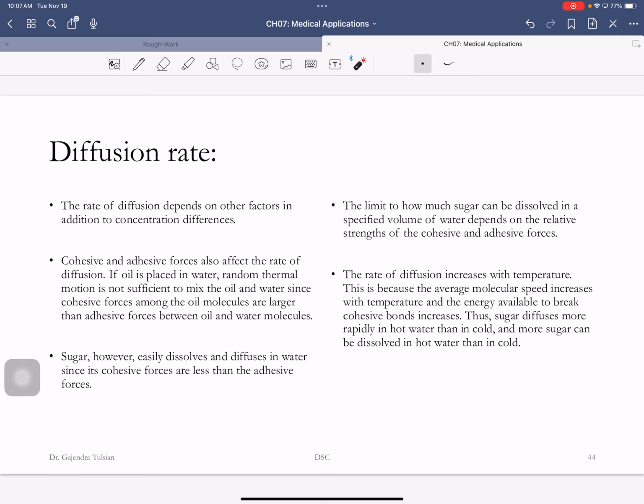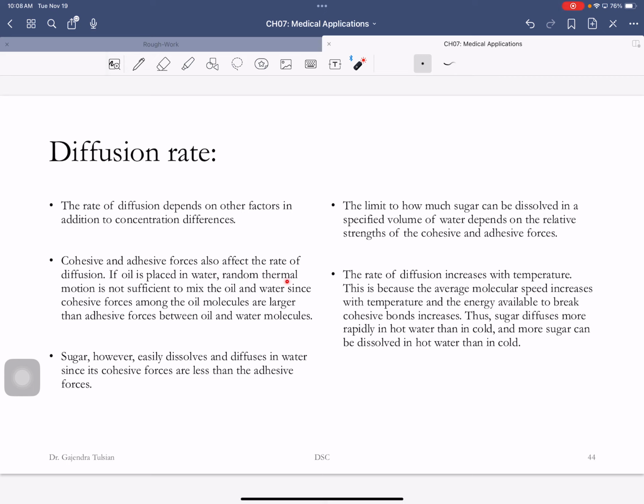And why is that? Because the oil molecules attract each other much more strongly, and the force of attraction between oil molecules and water is not as strong. Okay, so they don't diffuse. So cohesive and adhesive forces also affect the rate of diffusion.